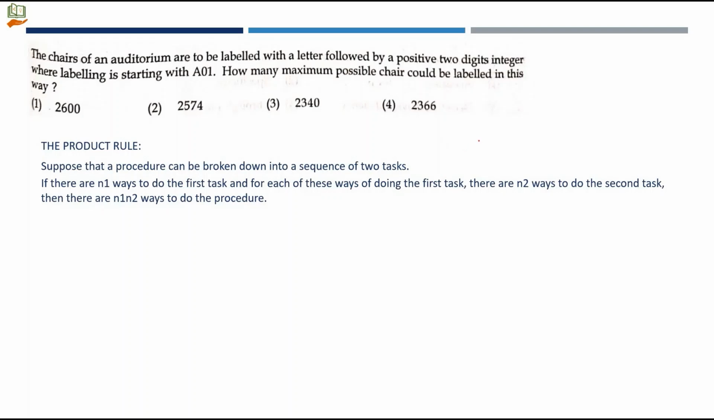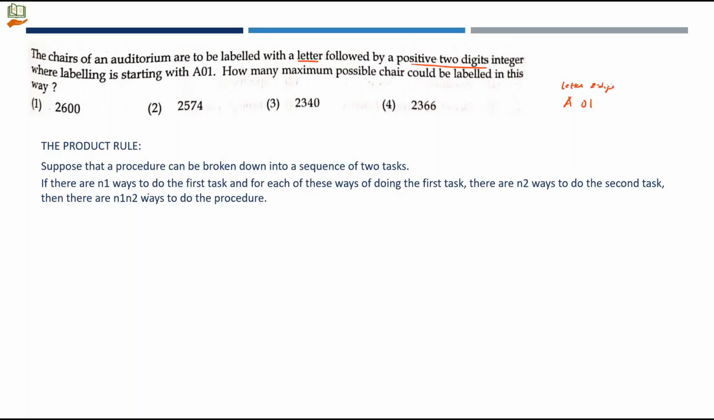There are 2 kinds of labeling here. One is with a letter and the other will be followed by a positive 2 digit integer. If you take the starting, it is A01. First they have picked the letter, then they have mentioned the 2 digit integer.